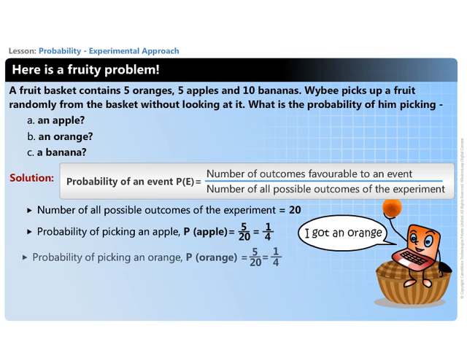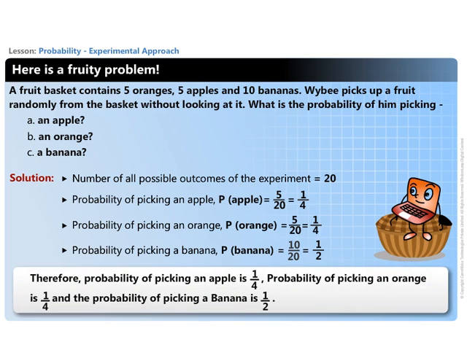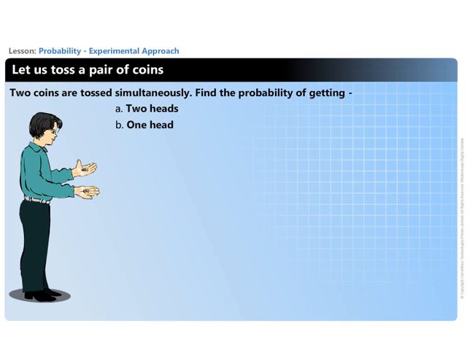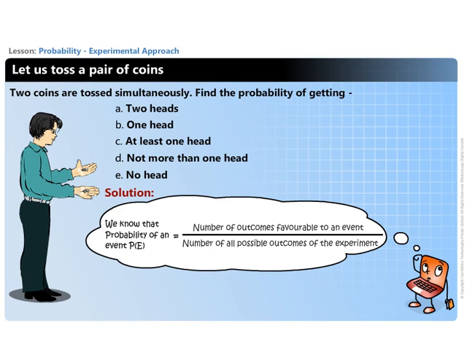On tossing the two coins, the outcomes possible are HH, TT, HT, TH. So, the number of all possible outcomes of the experiment is equal to 4. And the number of favorable events for getting 2 heads is equal to 1. Therefore, probability of getting 2 heads, P(2 heads), is equal to 1 by 4. The number of favorable events for getting 1 head, that is HT, TH, is equal to 2. Therefore, probability of getting 1 head, P(1 head), is equal to 2 by 4, which is equal to half.